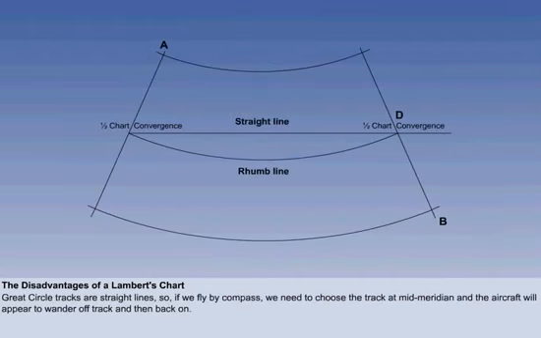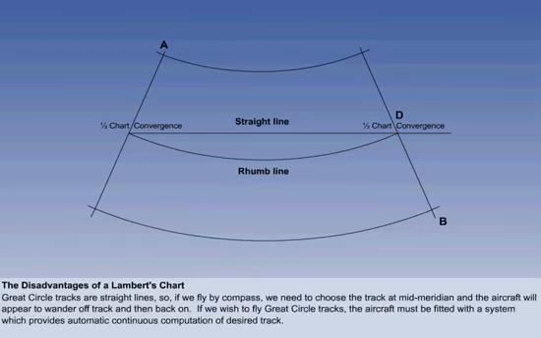So much for advantages. What about disadvantages? Great circle tracks are straight lines, so if we fly by compass, firstly we need to choose the track at mid-meridian, and secondly the aircraft will appear to wander off track and then back on again. On the other hand, if we wish to fly great circle tracks, the aircraft must be fitted with a system which provides automatic continuous computation of desired track. That is, INS, IRS, FMS, or GPS. Not all aircraft are.